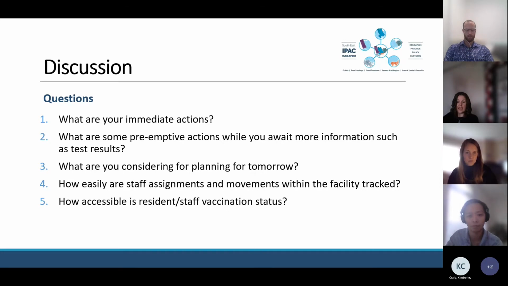So what are your immediate actions? What are some preemptive actions that can be taken while you await more information, like test results? And what are you considering planning for the following day? How easily are staff assignments and movements within the facility tracked, and who has access to these? And how accessible is staff and resident vaccination status? Again, who holds this information and who can obtain it?